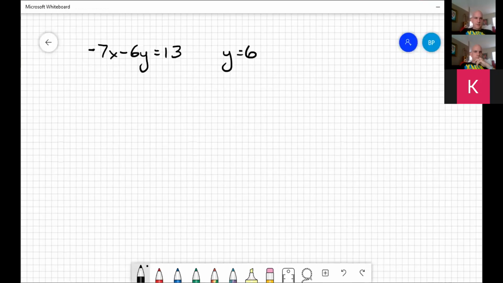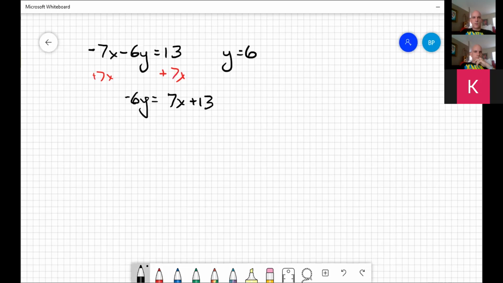All right, so with this, if we were doing it the way that I just showed you, we would move this x to the other side, because the first thing we want to do is get this out of standard form. So we would move the x term to the other side by adding 7x. If we add 7x and add 7x, then we get negative 6y equals 7x plus 13. And then we would divide by negative 6.